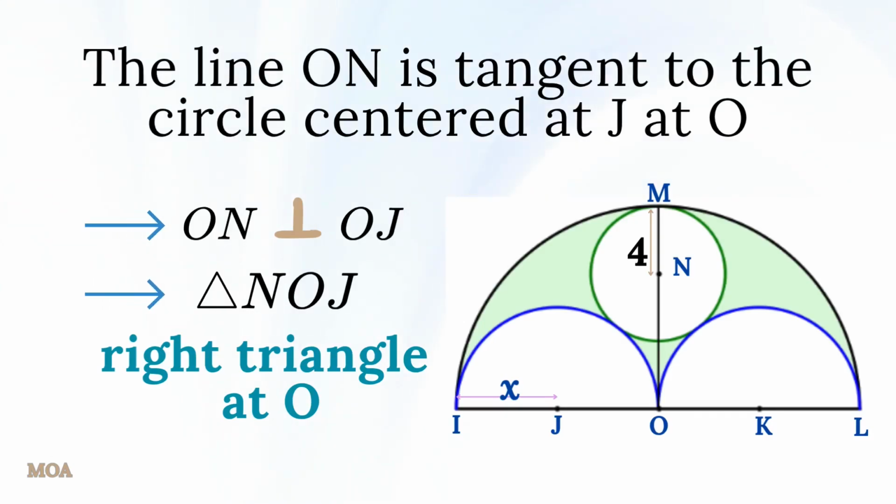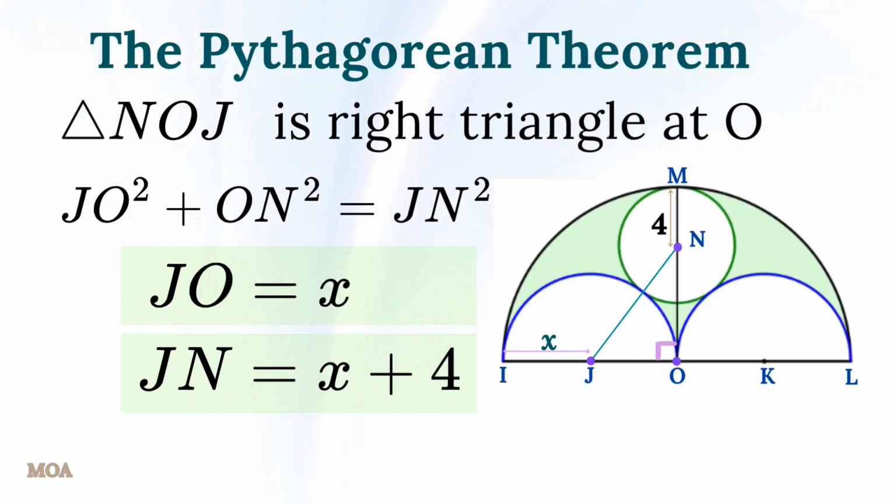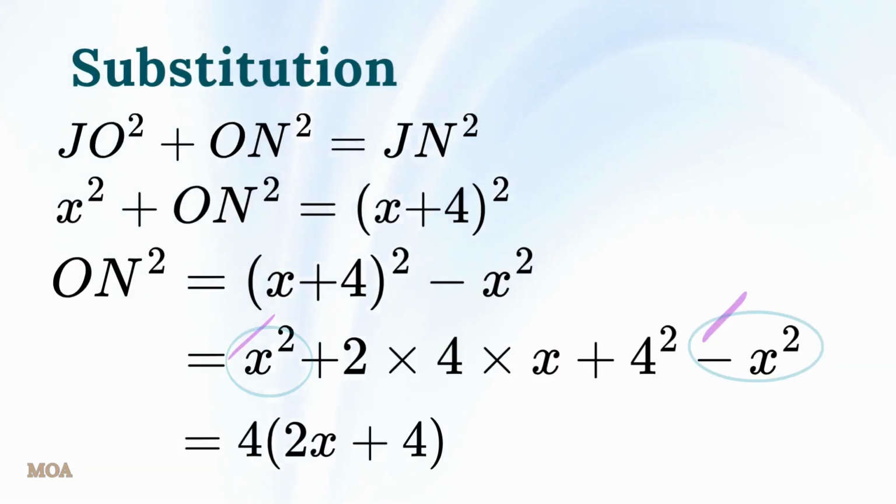ON is perpendicular to OJ. Therefore, triangle NOJ is right-angled at O. Thus, by applying the Pythagorean Theorem, in triangle NOJ, JO squared plus ON squared equals JN squared. Given that JO equals X and JN equals X plus 4, substituting these values into the previous equation, we obtain X squared plus ON squared equals the quantity X plus 4 squared.